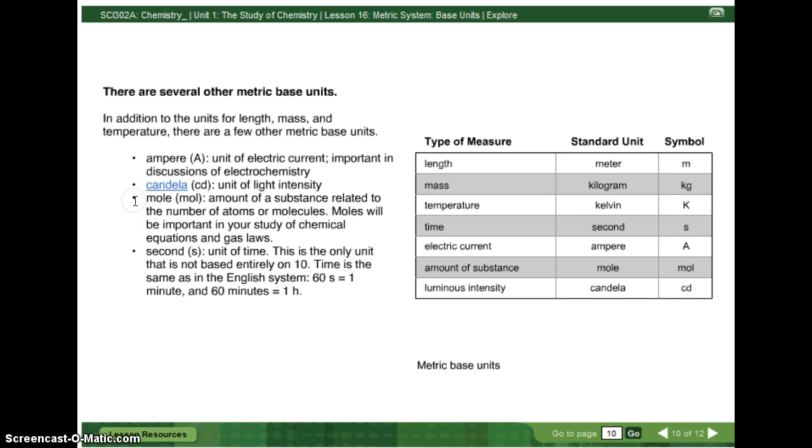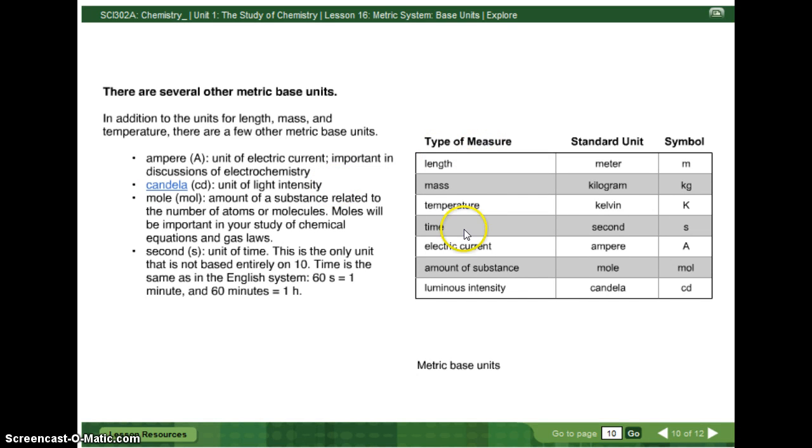The mole, abbreviated mol, is the amount of a substance related to the number of atoms or molecules. Moles will be important in your study of chemical equations and gas laws, and we'll talk more about moles later. And the second is the unit of time. This is the only unit that is not based entirely on 10. Time is the same as in the English system. 60 seconds equals 1 minute. 60 minutes equals 1 hour.